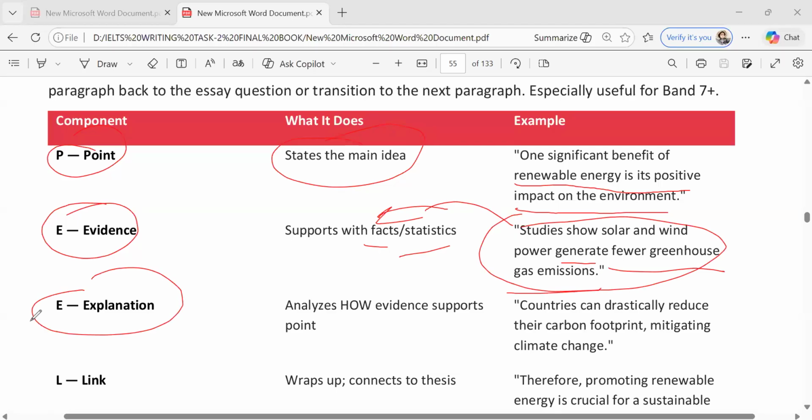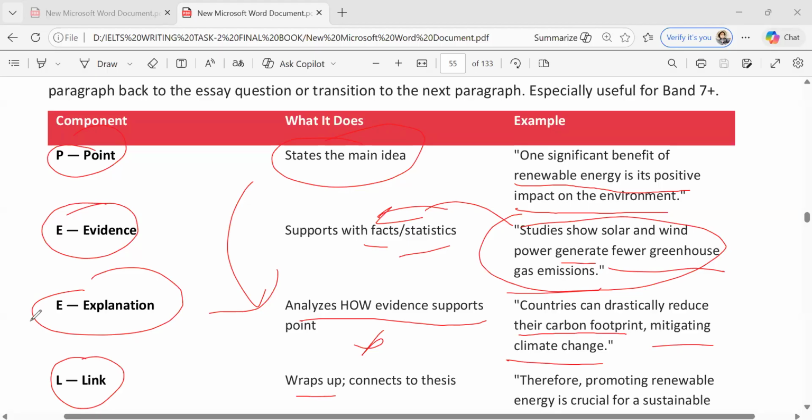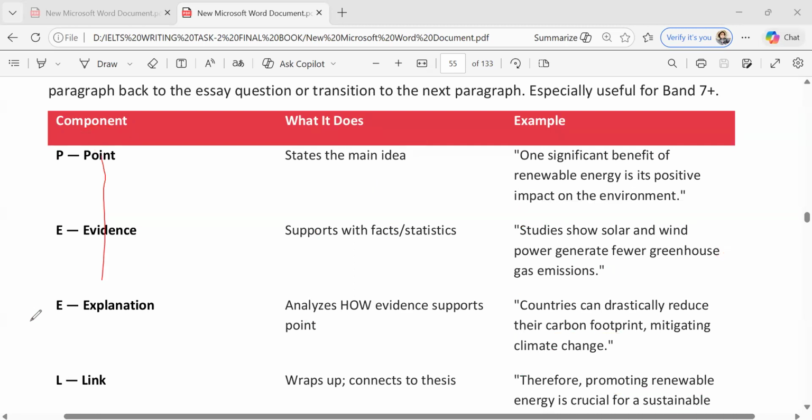And then you can explain, analyze how the evidence supports the point. And countries can drastically reduce their carbon footprint, mitigating climate change. And the last one, link, wrap up. So you can wrap it up. We can say, therefore, promoting renewable energy is crucial for sustainability.